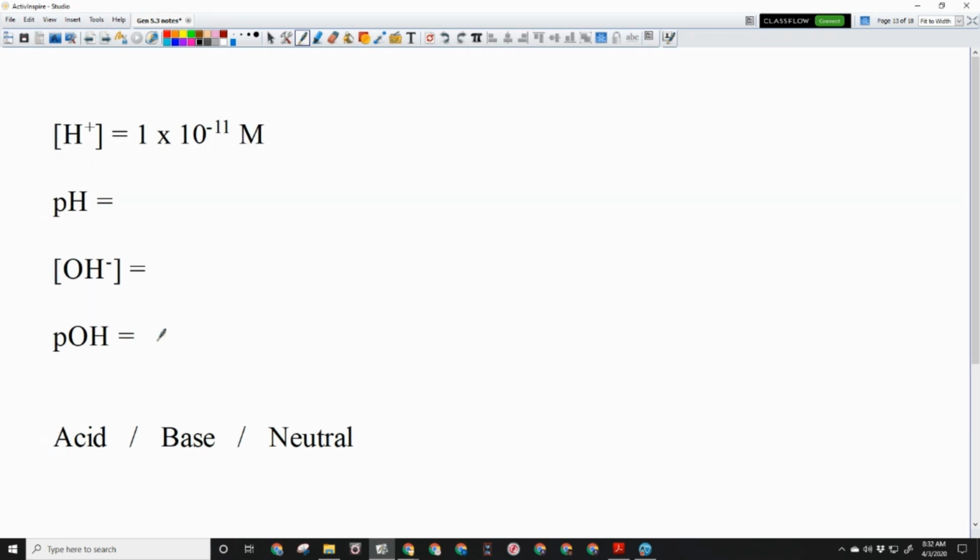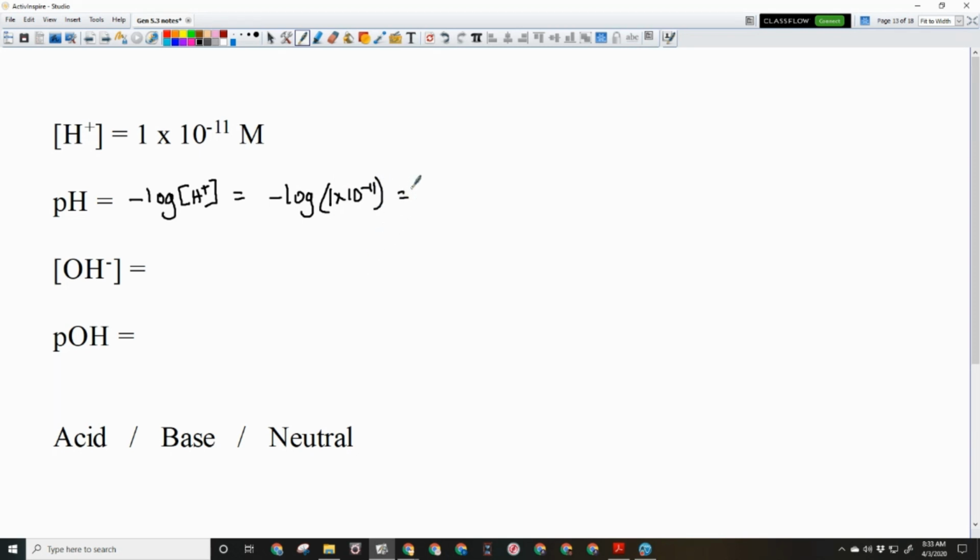All right, so another problem. Here we're given our hydrogen ion concentration is 1 times 10 to the negative 11th. Again, the pH is the negative log of your hydrogen ion concentration. So this is the negative log of 1 times 10 to the negative 11.